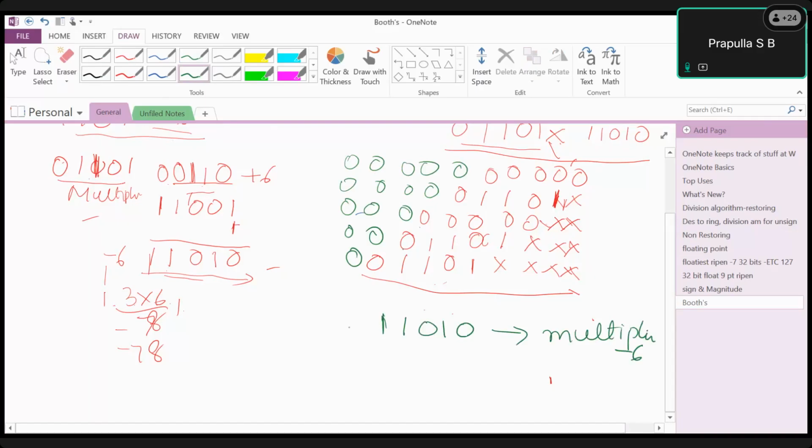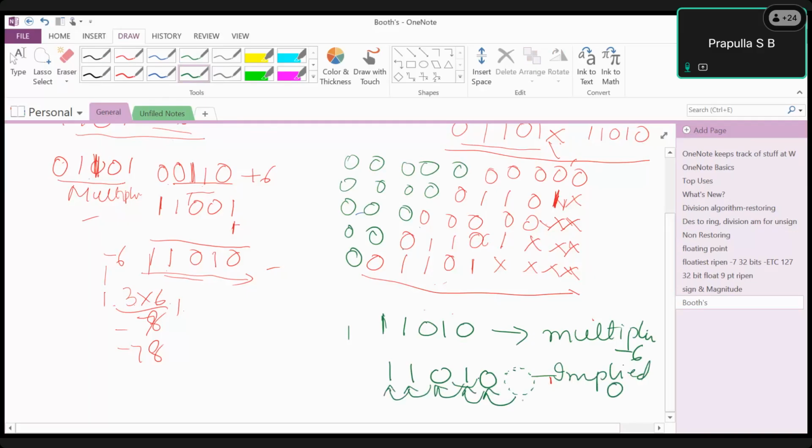To do this, we add an imaginary 0. Why imaginary 0, or implied 0 as we also say? Because we are making two bits as one pair. When you pair the actual bits, you will run short by one bit. So we add an implied 0 to the right side. Now you start pairing it. These two become one pair, these two become one pair, and so on.